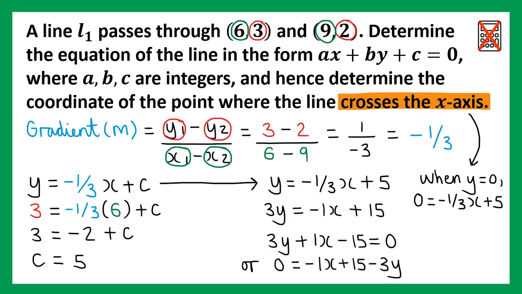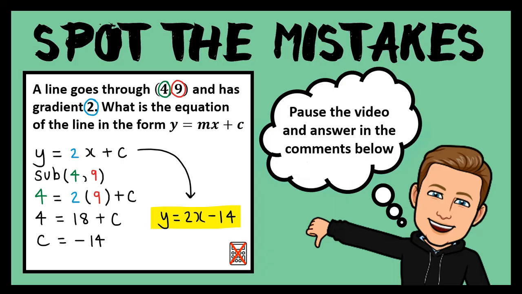And now I can solve this to find my corresponding value for x. Adding 1/3 of x to both sides and multiplying by 3 gives me x equals 15. Therefore, the coordinate of the point where it crosses the x-axis would be when x is 15 and y is 0: (15, 0).